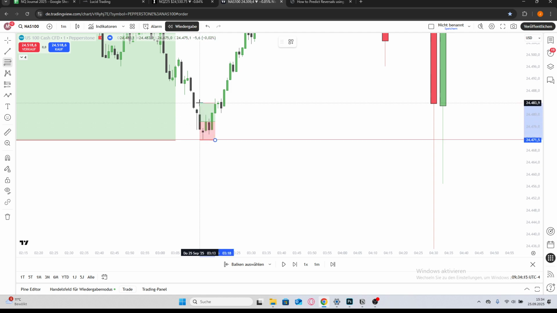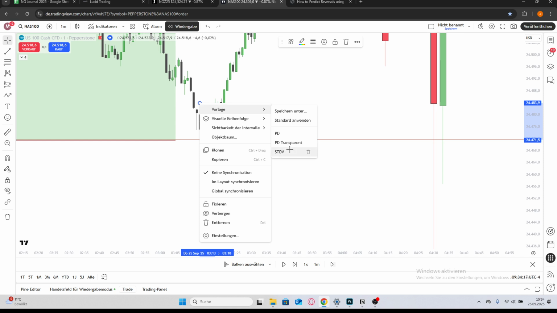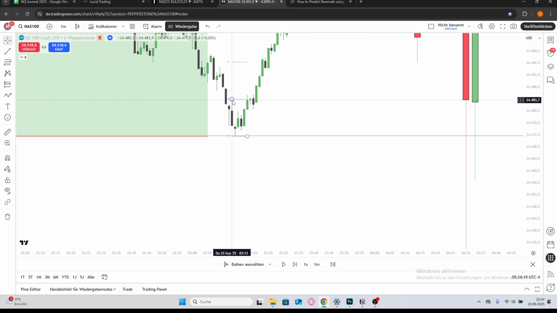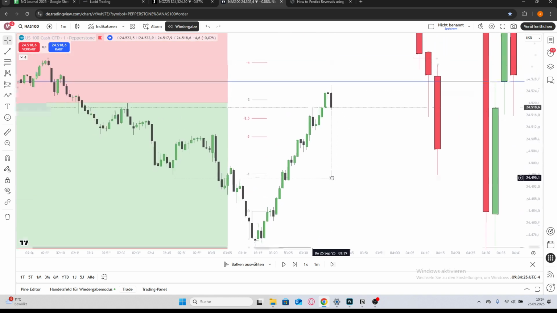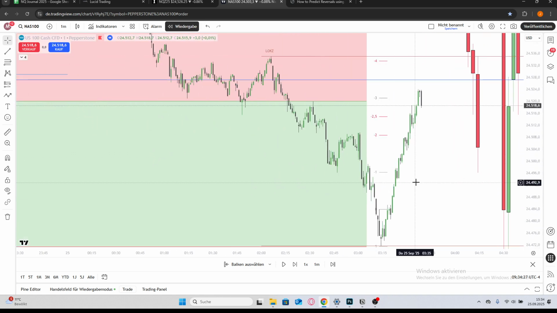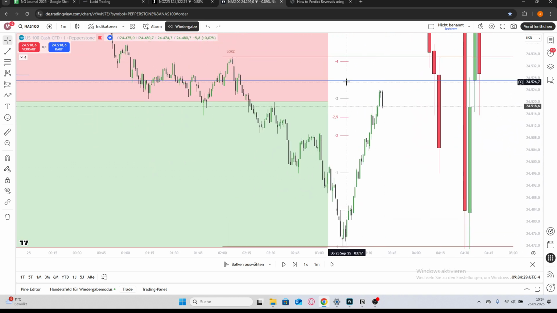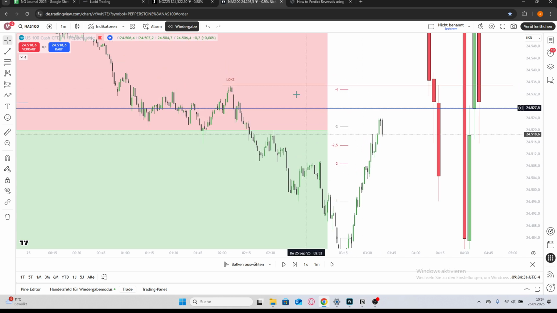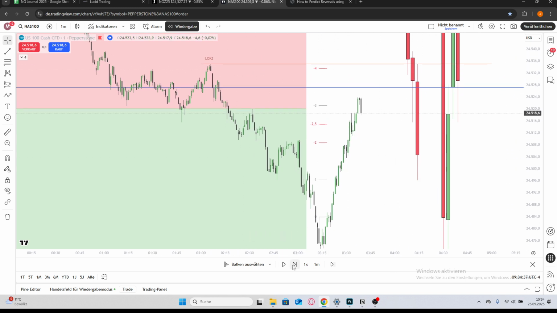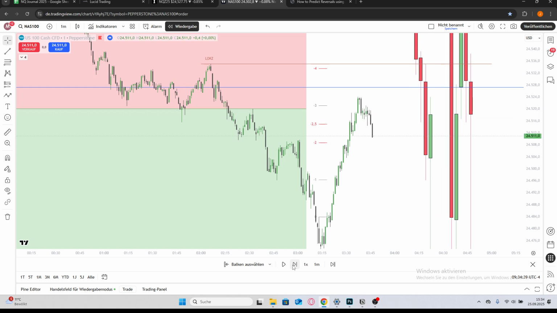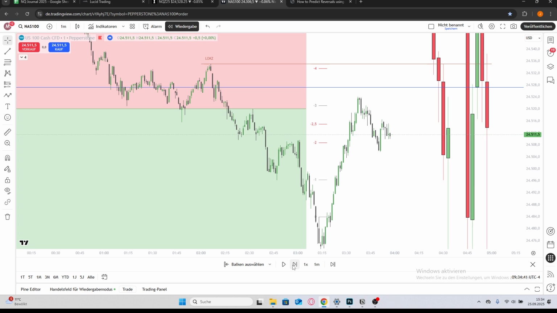I want to use this high here, because this high is where price created the last low before we had the up move. So now we want to see price reaching the -4 level, but also staying in the premium area. And you can see it's possible because the -4 level is in this area. So now we just want to see price reaching that area.